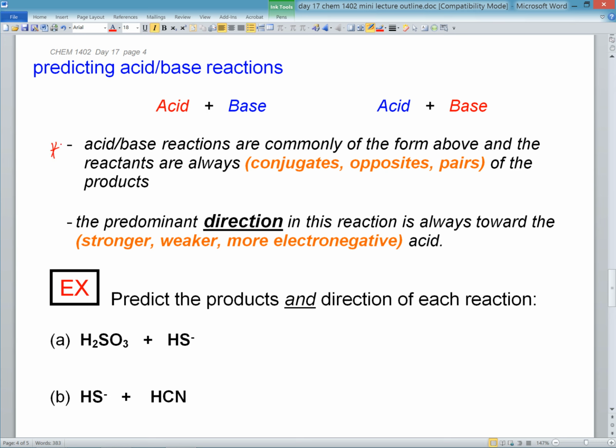Two, in fact. Acid-base reactions are commonly of the form above, and the reactants are always, Jamie, what would you say? The reactants are always conjugates. Yeah, these guys are conjugates. Okay. Jonathan, then we have to draw an arrow. Either we have to draw this arrow pointing towards the reactants or the products, and the direction of this arrow is always going to point towards the blank acid.